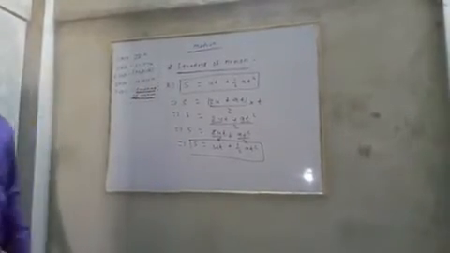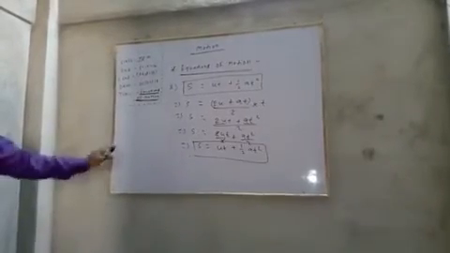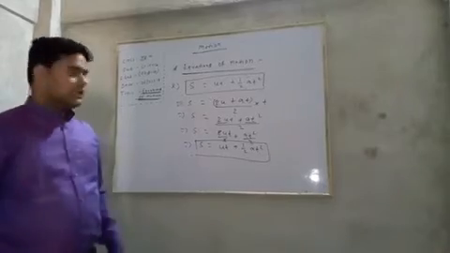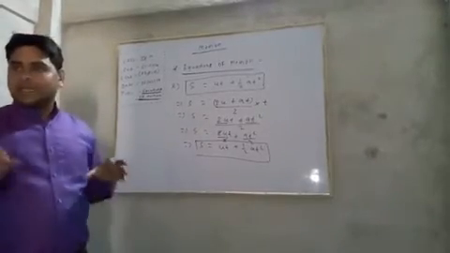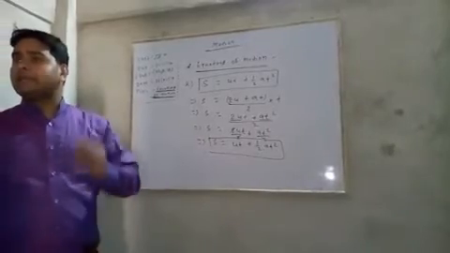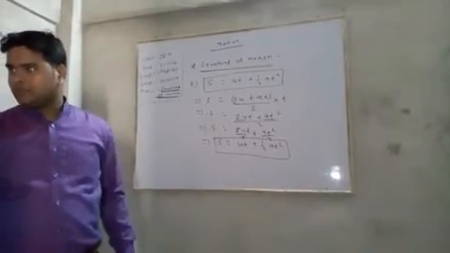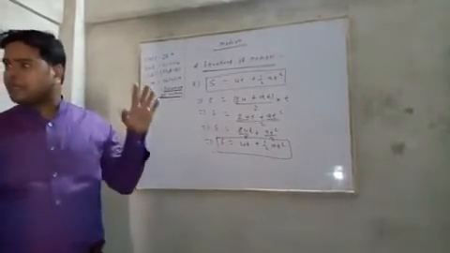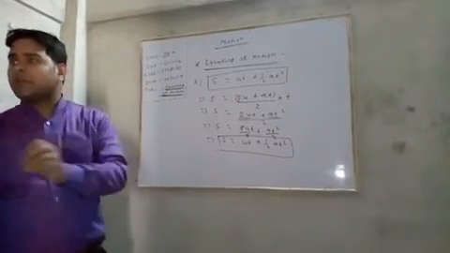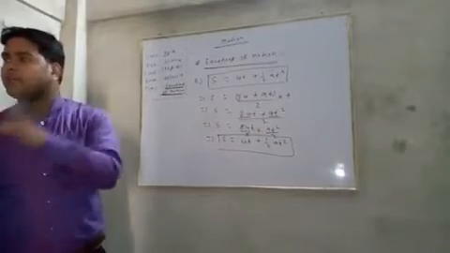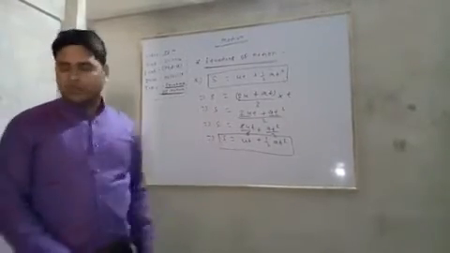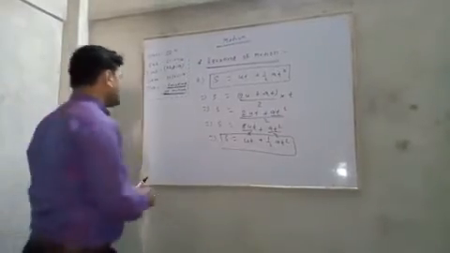Is it clear? The second equation of motion, s is equal to ut plus half at square. So we can say that the second equation of motion gives us distance traveled in time t. From the second equation we can find out the distance traveled by a moving body in time t. Understand? Then the third equation of motion is what?